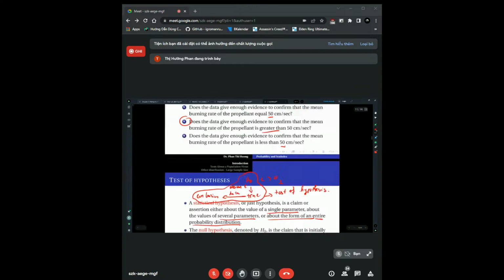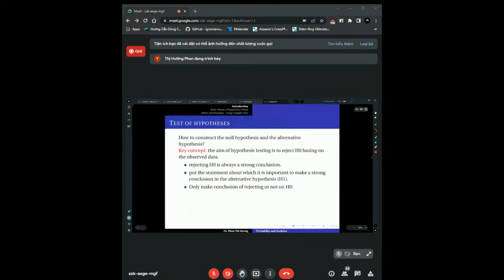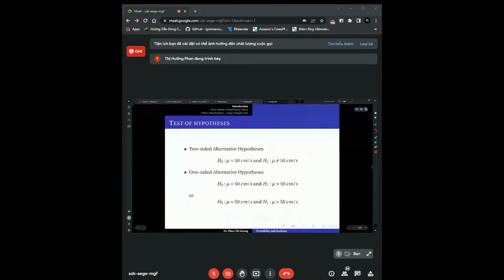Now we said that we have a two-sided alternative hypothesis. If H1 is written in the form of mu different from the constant, we just care that it differs from the constant. It can be less than or greater than. That's the reason why we say it is two-sided. And for a one-sided alternative hypothesis, we need mu greater than 50 or mu less than 50.